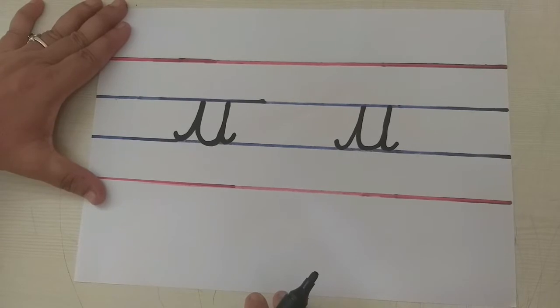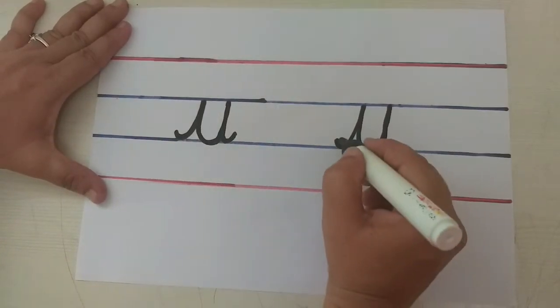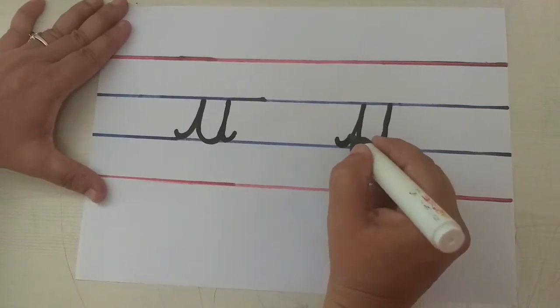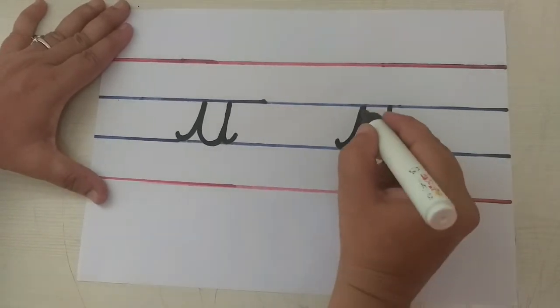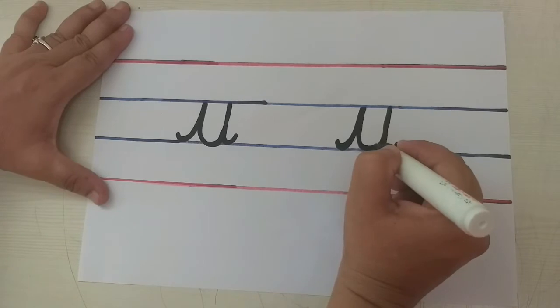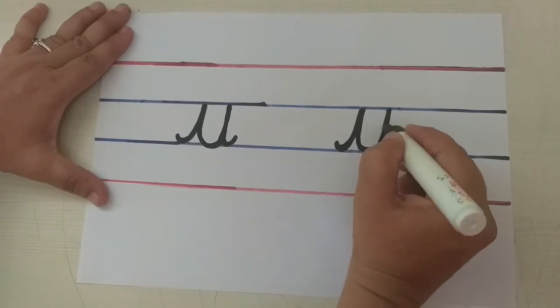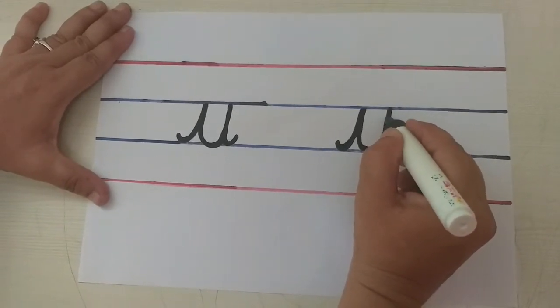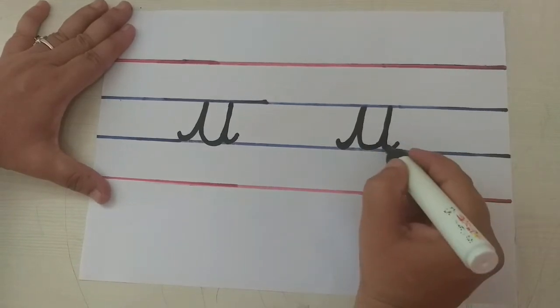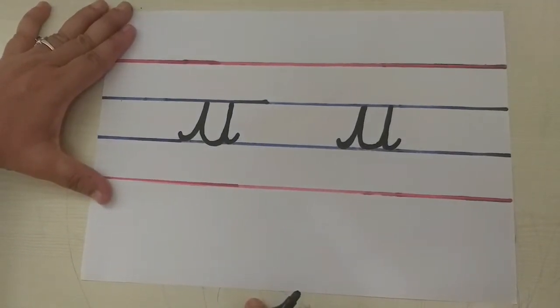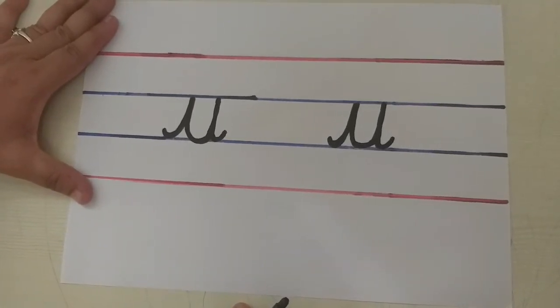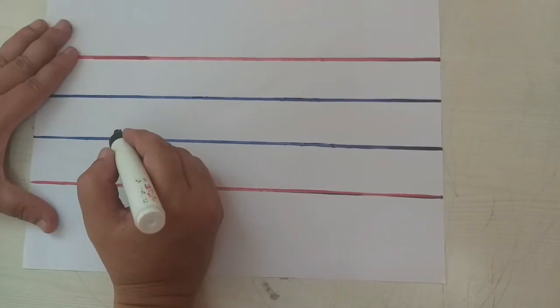Small cursive U. Once again, shall we write? Take a small curve. Go up to the second blue line. Come down to the third blue line. Again go up to the second blue line. Come down to the third blue line and make a small curve. This is small cursive U. U after which letter comes, children?